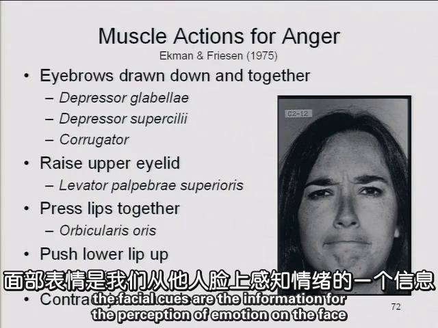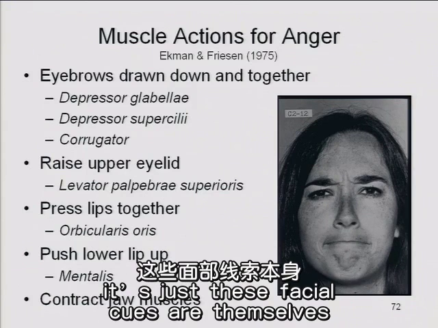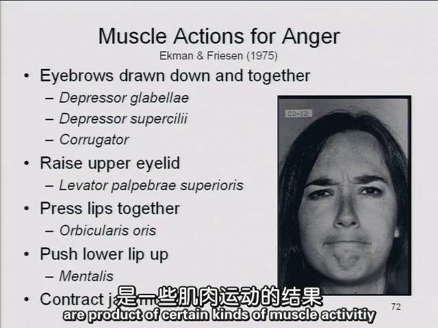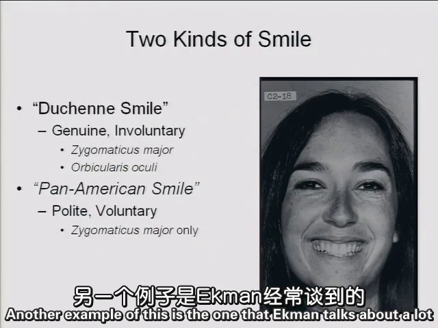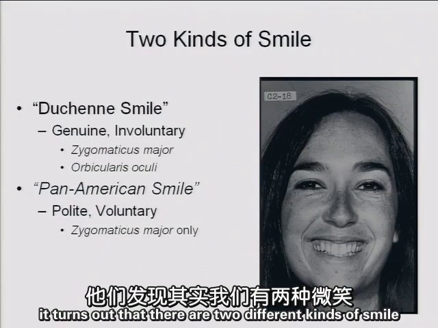The facial cues are the information for the perception of emotion on the face. It's just that these facial cues are themselves a product of certain kinds of muscle activity. Another example of this is one that Ekman talks about a lot. It turns out that there are 2 different kinds of smile.